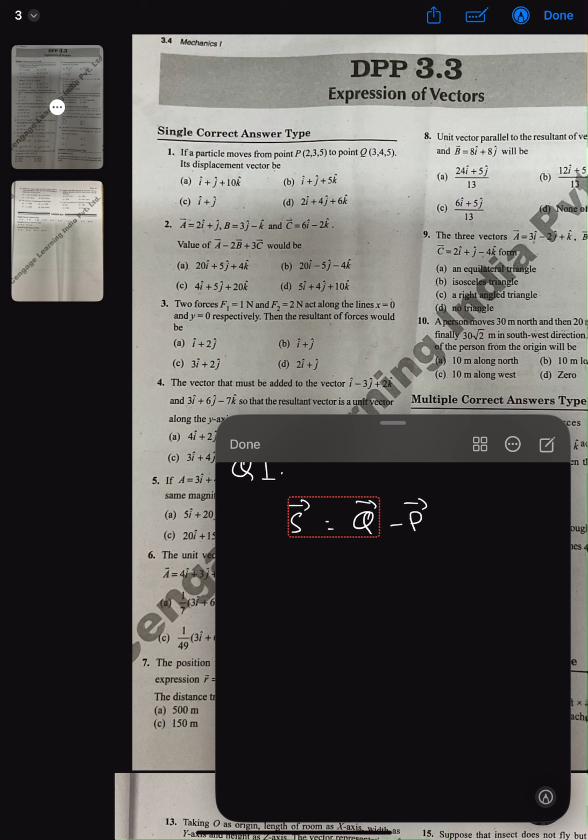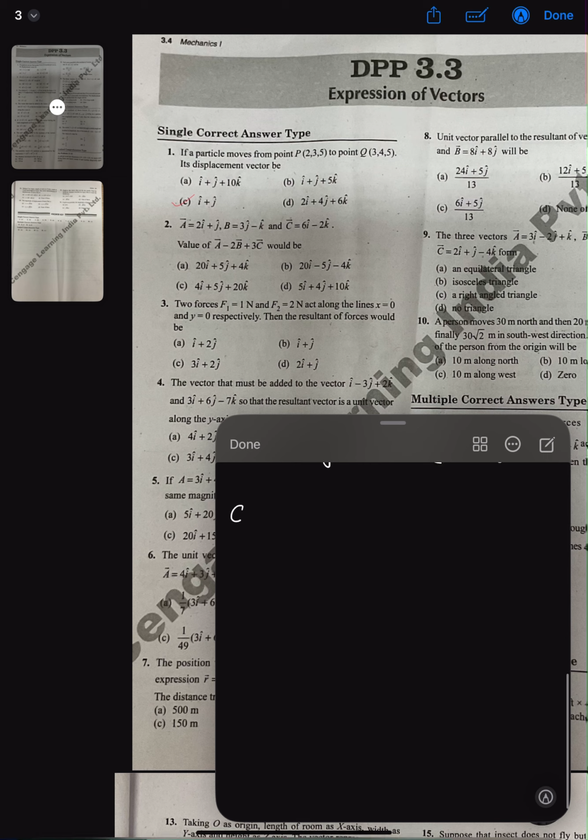Chalo, I'll solve this question. 3 i cap plus 4 j cap plus 5 k cap minus 2 i cap plus 3 j cap plus 5 k cap. If you solve this, you will get some answer, that is C. Solve this and you will get the answer.